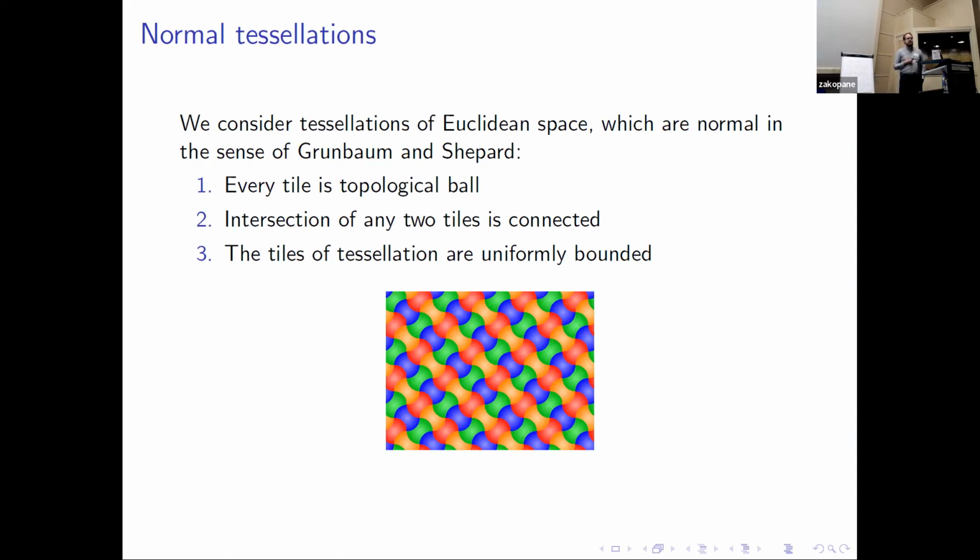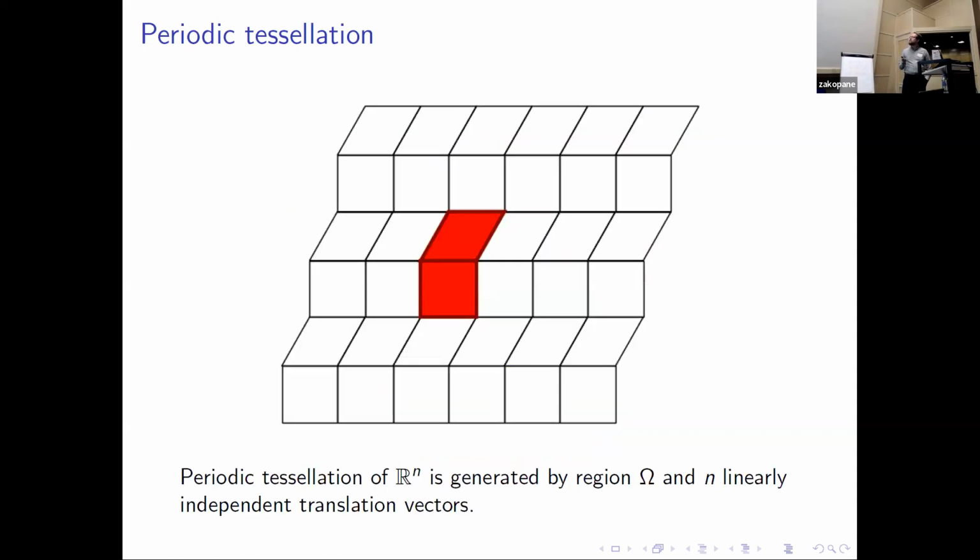Tessellations considered by us are not necessarily given by polytopes, but they need to be normal. A normal tessellation of Euclidean space is such a tessellation that every tile is a topological ball, the intersection of any two tiles is a connected set, and the tiles of the tessellation are uniformly bounded, so we don't have arbitrarily small or big tiles. As I said before, we consider only periodic structures, so we will focus only on periodic tessellations. We can generate a whole periodic tessellation just by copying and translating a fragment of it. In this example, the tessellation is generated by translations and the region marked red.